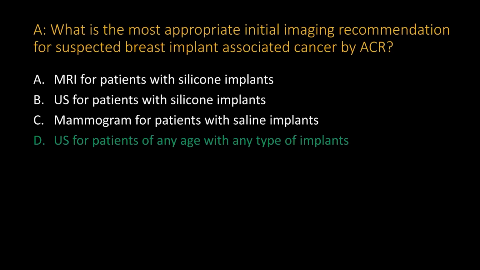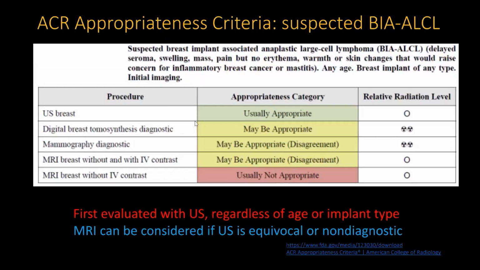Anyway, let's take a look at the ACR appropriateness criteria over here. That's the ACR appropriateness criteria. I directly copied it from the website. They say that ultrasound of the breast should be the initial imaging evaluation for the patient with suspected anaplastic large cell lymphoma, regardless of the patient's age or implant type.